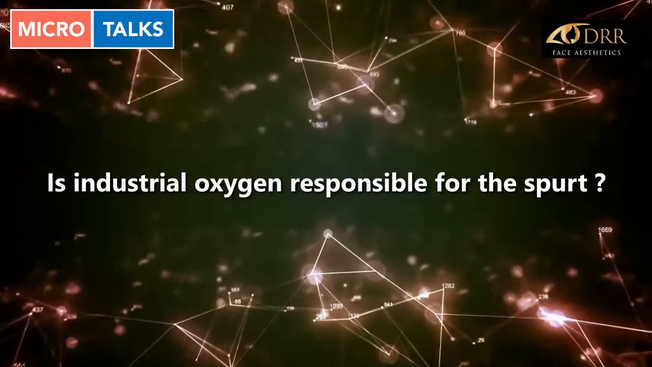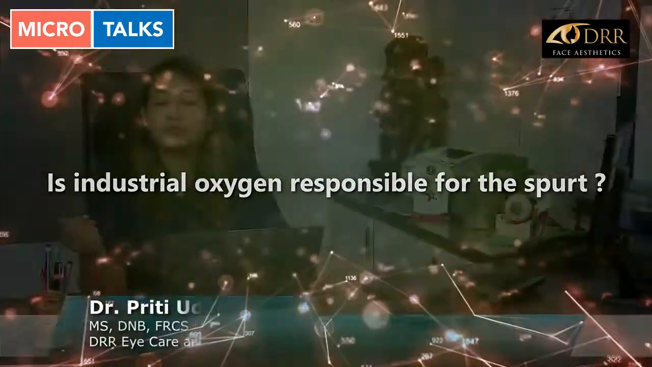Is industrial oxygen responsible for the spot? Now you must understand that all the oxygen that we make comes from the air. Normally air has about 21% oxygen. The medical grade oxygen has 99% oxygen and the industrial oxygen has 95% oxygen. So the so-called impurities in the industrial oxygen are actually the normally present gases. They are extra gases which we normally inhale and therefore it is not impure.